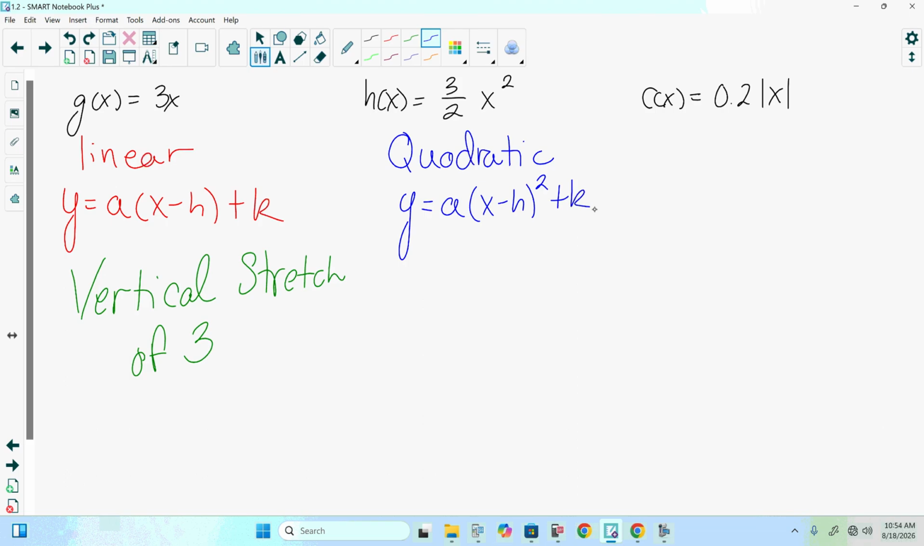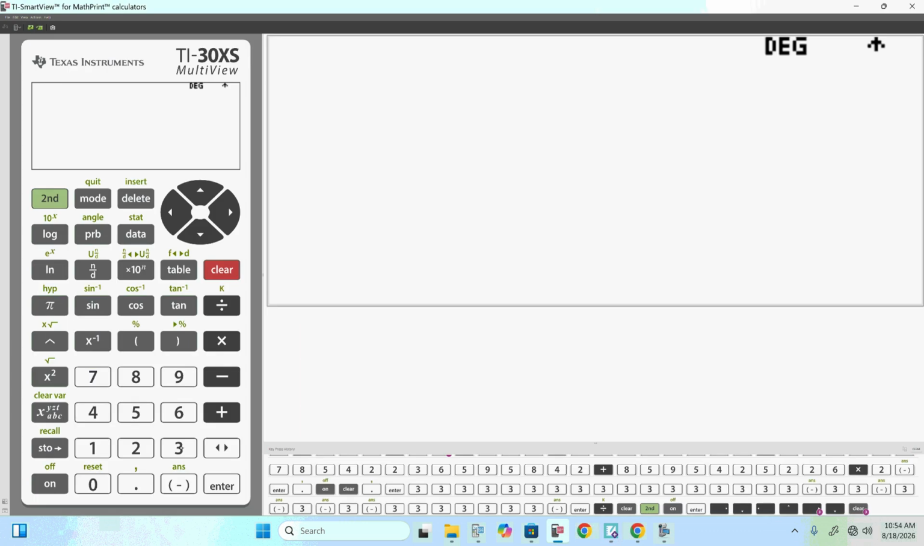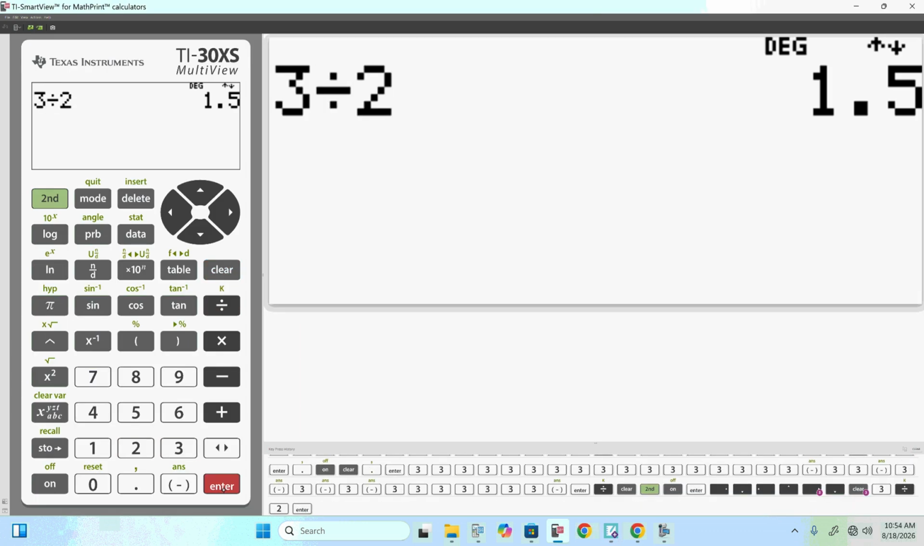But it is a fraction, yes? So does that mean it's a vertical shrink? What is a vertical shrink? It is a vertical shrink if 0 is less than a is less than 1, if a is between 0 and 1. Is 3/2 between 0 and 1? 3/2 is 1.5. 1.5 would indeed be greater than 1.